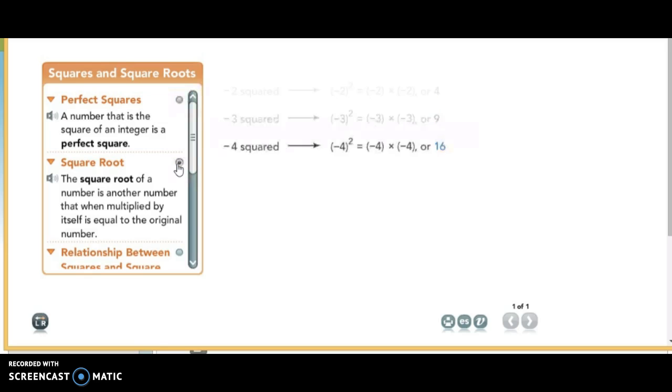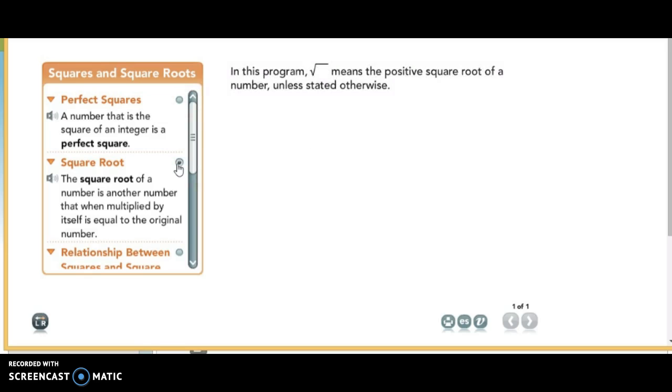Okay, now let's look at the square root. The square root of a number is another number that when it is multiplied by itself is going to be equal to the original number. So in this particular case, it looks like this sign right here. We have the square root of 4, and it just wants to know what times itself is going to equal 4. Well, 2 times 2 is going to equal 4, so the square root of 4 is 2. For 9, the square root of 9 is 3, because 3 times 3 is going to equal 9.